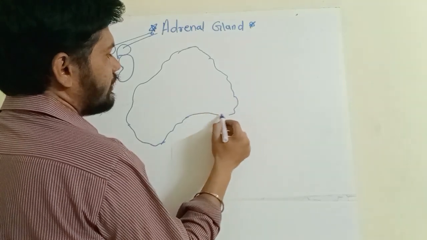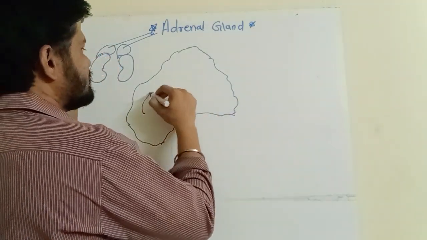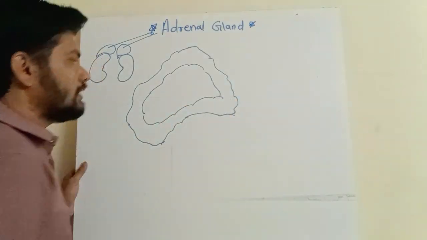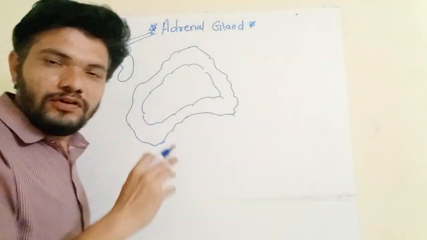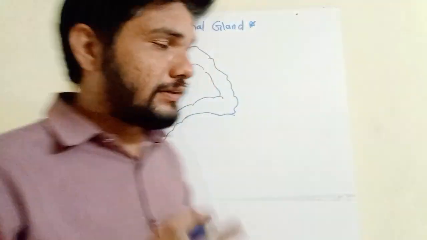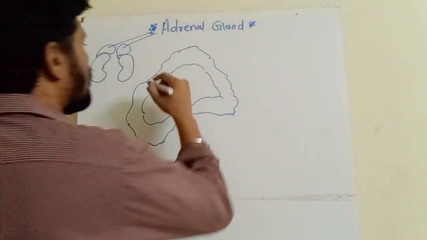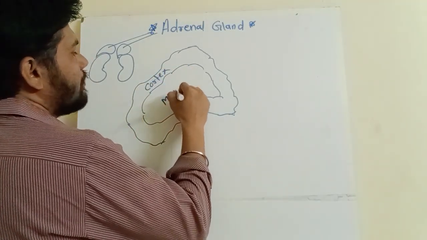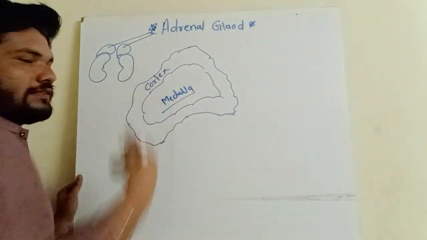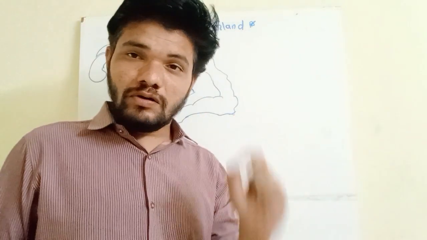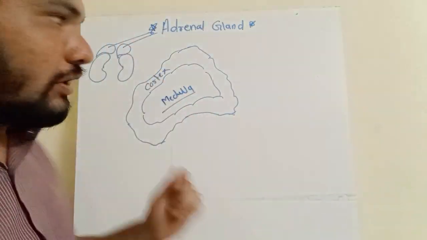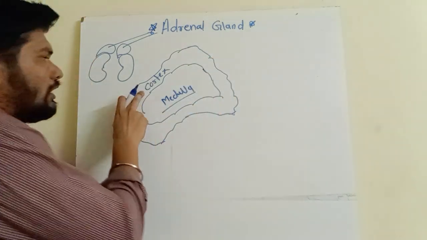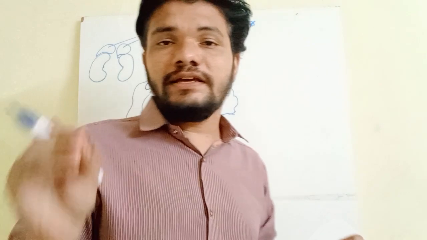Sorry for my drawing, but just for understanding I am drawing a basic structure of the adrenal gland. If we talk about the anatomy of the adrenal gland, it is divided into two portions called the adrenal cortex, the outer one, and the middle one, the adrenal medulla.